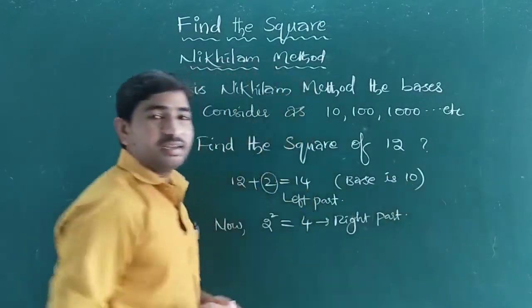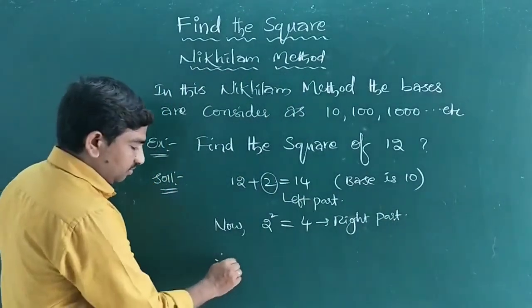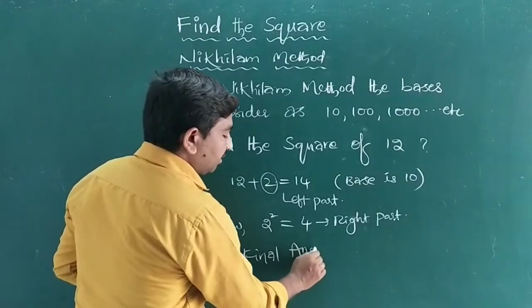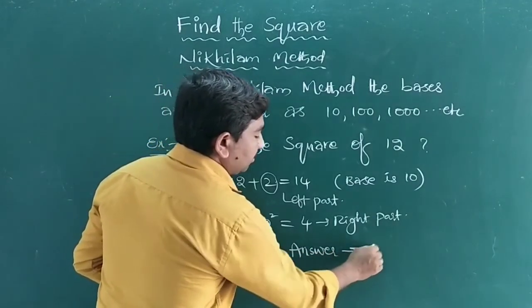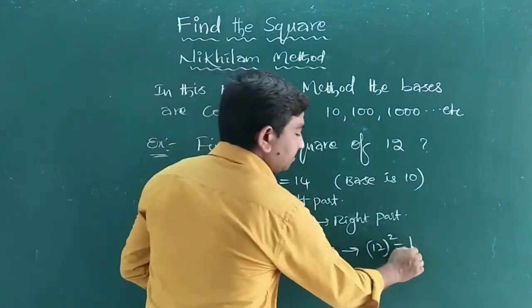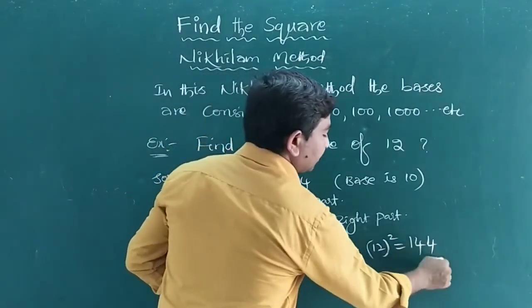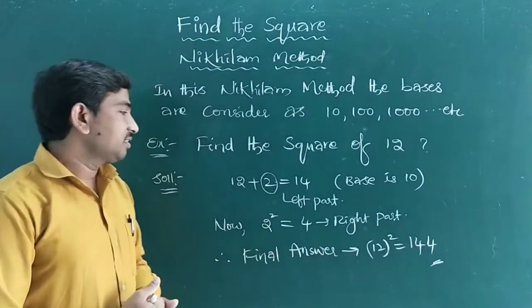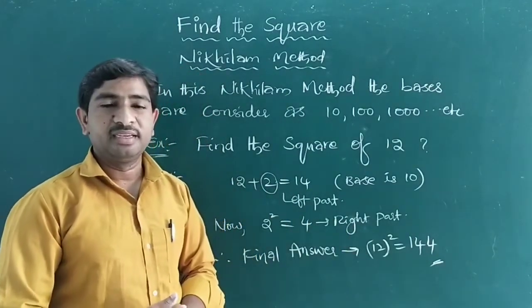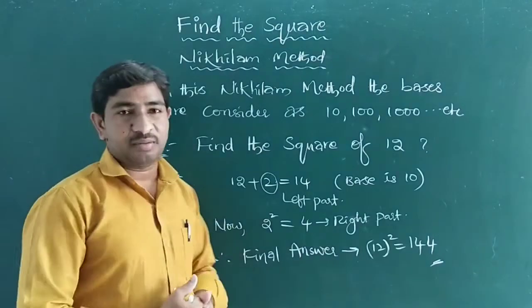So now the final answer: 12 square is equal to, see, the left part is 14 and the right part is 4. This is the answer. Very easy. So 12 square is equal to 144. Okay, so next let us see one more example problem.